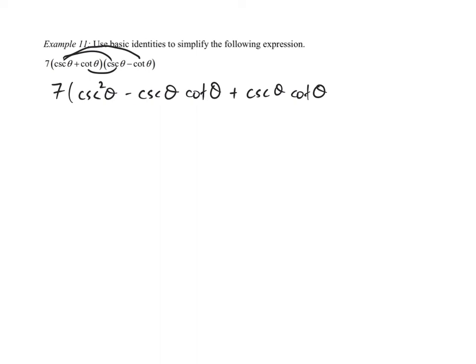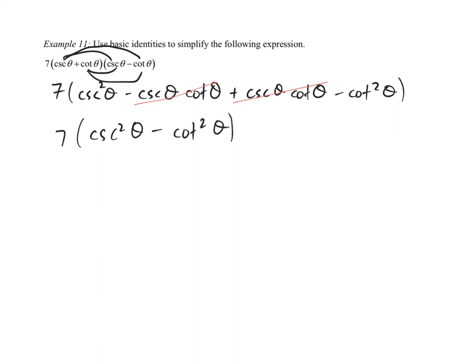So what I notice is that these two middle terms are going to cancel out, and then there's going to be one more term, which is going to be minus cotangent squared of theta. Okay, so rewriting this is going to be 7 times cosecant squared theta minus cotangent squared theta. And I remember that there is this trig identity that involves cosecant squared and cotangent squared. And namely, what it says is 1 plus cotangent squared theta is equal to cosecant squared of theta.